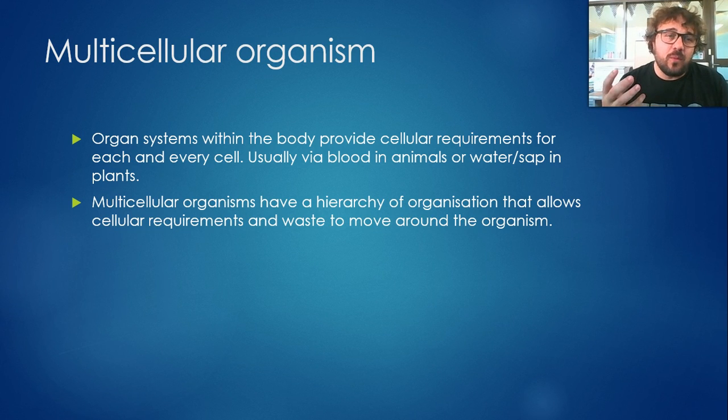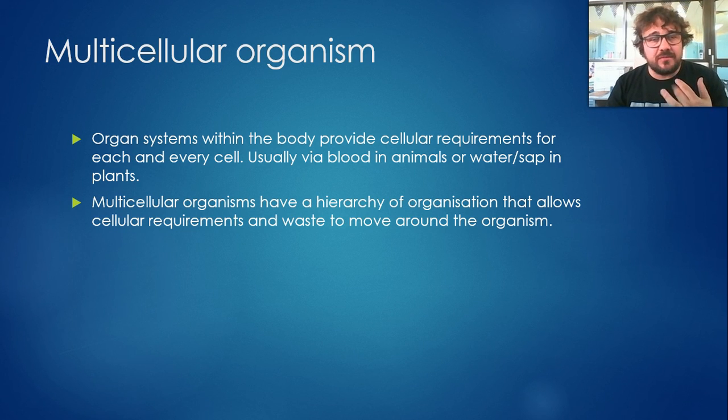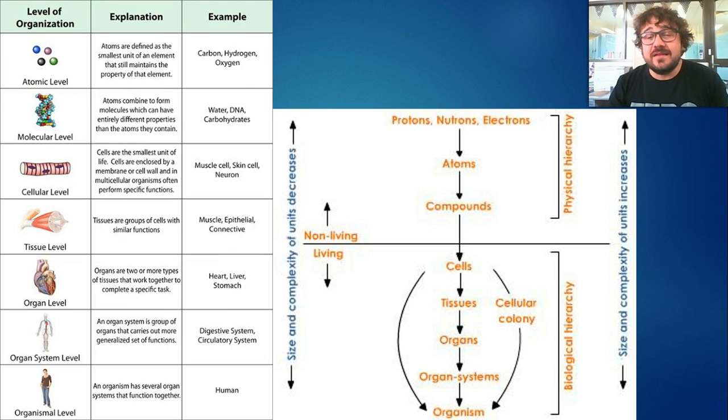So one of the difficulties of being a multicellular organism is that every single cell can't just pull everything it needs out of the environment around it, but that's all they can do. So what we have as multicellular organisms is systems such as the respiratory system and so forth, the digestive system, and their job is to get what we need to the cells. So multicellular organisms have a hierarchy of organization that allows cellular requirements and waste as well, just as important, to get rid of the excess stuff, to move around the organism. And this is the way all multicellular organisms are organized.